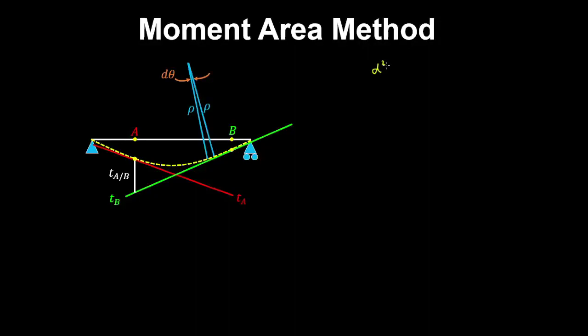Recall that the moment curvature relation for an Euler-Bernoulli beam can be written in this form. So the curvature is equal to the bending moment on the bending stiffness. And the curvature was also the first derivative of the rotation with respect to x. And if you separate the variables, we obtain the following expression. So d theta is M on EI dx.